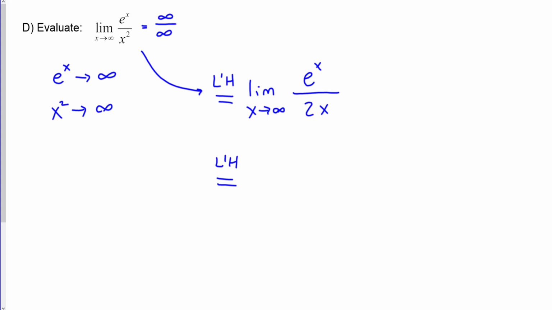But if you'll notice, I went from a square in the denominator to a linear term in the denominator, so I know that I'm getting closer to something happening. So I'll apply it again. Limit as x goes to infinity, e to the x over 2. And now the 1/2 is just a constant multiplier. We could take it out, and we're just looking at the function e to the x going to infinity. What's happening there? It's going to positive infinity. So this limit is going to infinity.